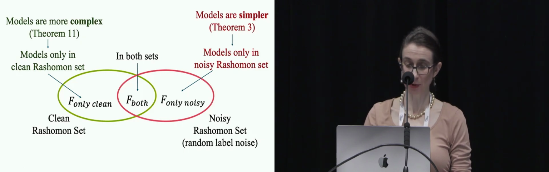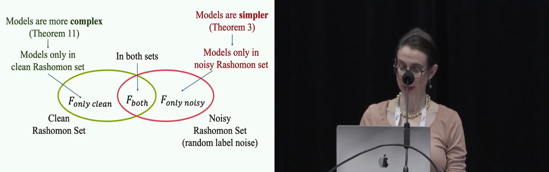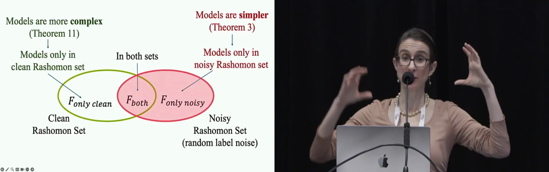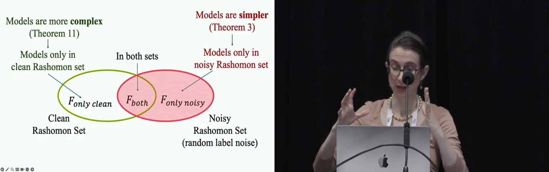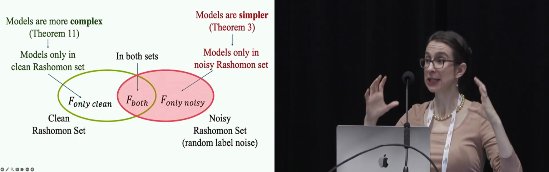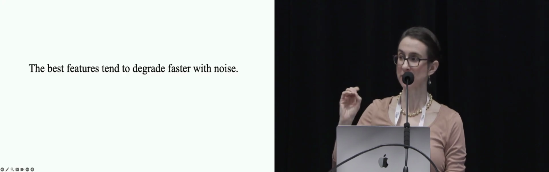Okay, and these results are proven in some theorems in the paper. But the important bit here is that the noisy Rashomon set contains either the same complexity or simpler models than the best of the clean data models. Okay, so the class of good models gets simpler. And another thing that happens is that the best features tend to degrade faster with noise.